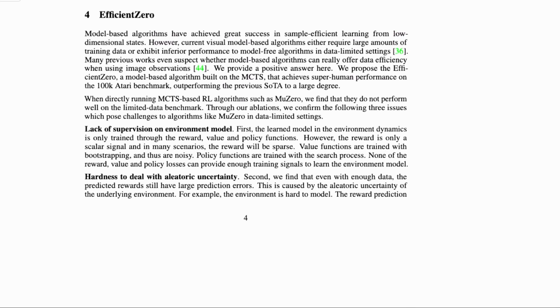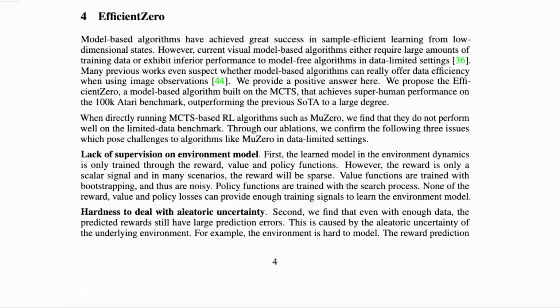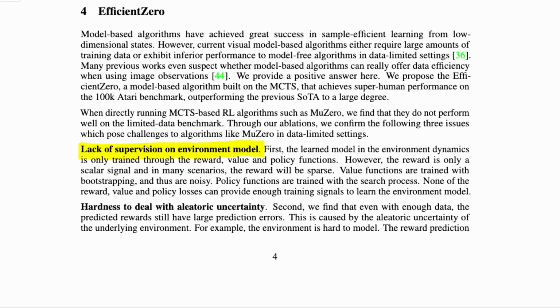So EfficientZero says there are 3 main weaknesses with MuZero. First of all, they say lack of supervision on the environment model. That's what I just said. All the latent model of the environment is learned purely from the reward signal and the value signal. These are single numbers. To ask the model to learn a transition function for the environment model from that is a big ask, and of course needs a lot of data.